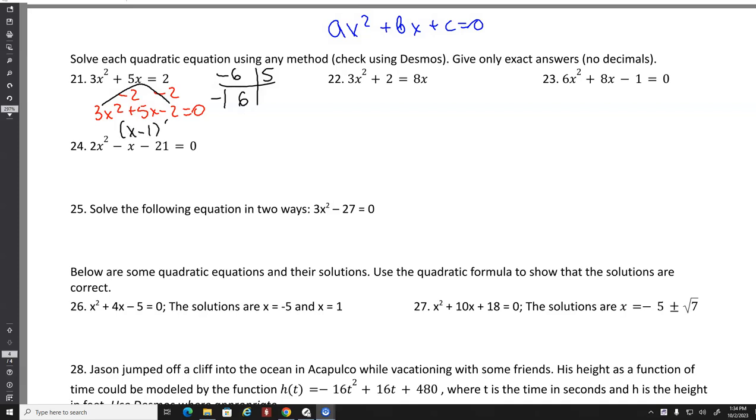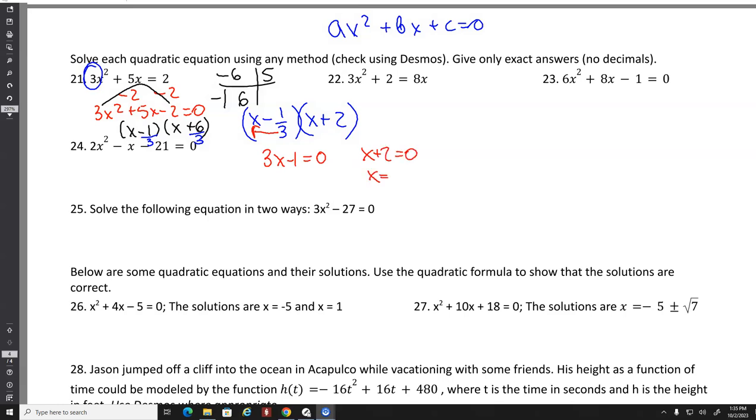So x minus 1 and x plus 6. Now, I do have a leading coefficient here, which is 3. That means I have to divide both sides by 3. So x minus 1 over 3, and then x plus 2. Now, 3 does not divide, so I'm going to move it up front. So that's 3x minus 1 equals 0, and x plus 2 equals 0.